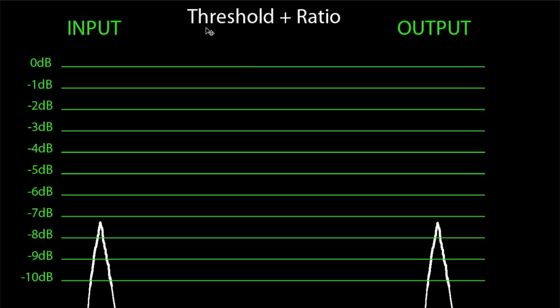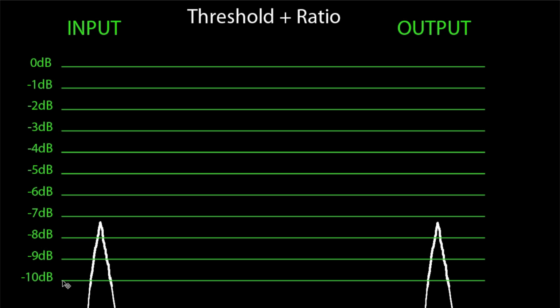Okay guys, so now let's look at this threshold and ratio in more detail. Alright, here I have the compressor laid out as a dB scale. At the top of the scale is 0 dB, our maximum level that we cannot go above when we're working in digital, and then the scale works down from there in minus dB figures as far as minus 10.